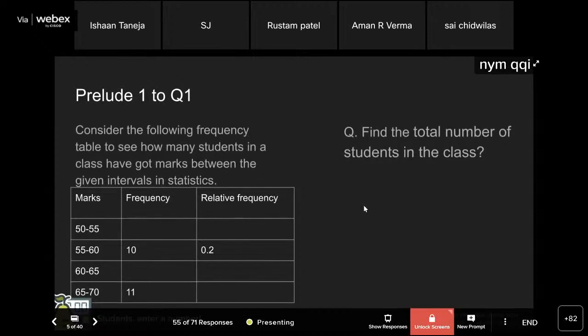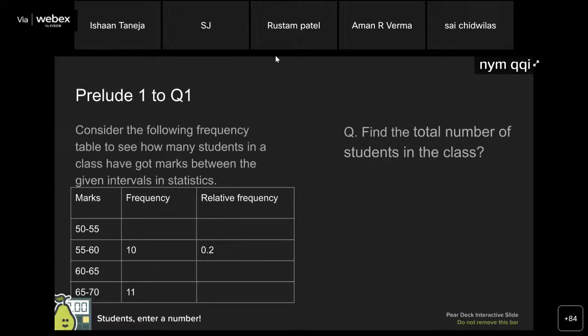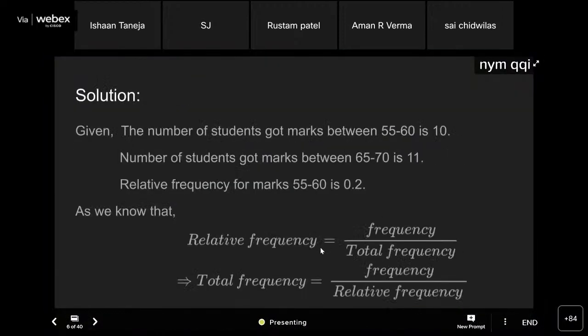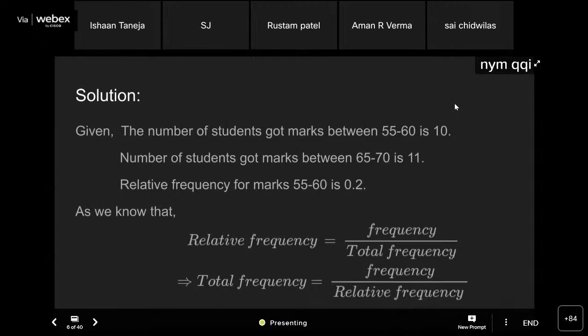Does any one of you need more time to solve, or shall we proceed further to the solution part? Let's proceed further, sir. Okay, let's check out responses. So most of you have given the answer 50. Okay, that's great. So we are given the frequency and relative frequency.